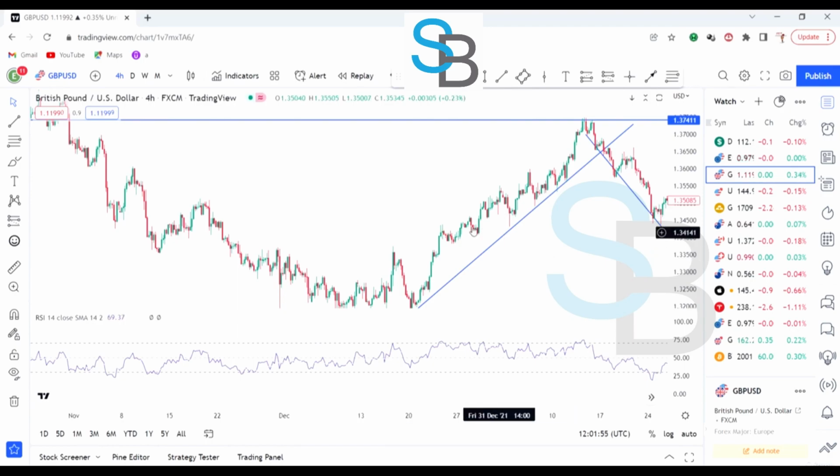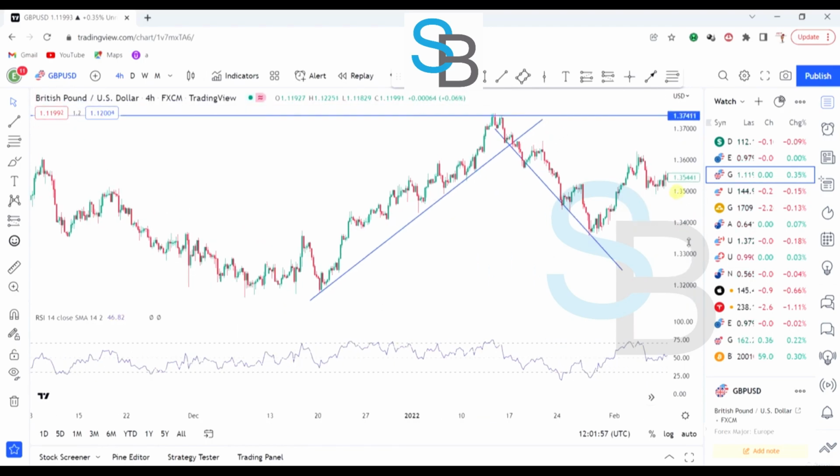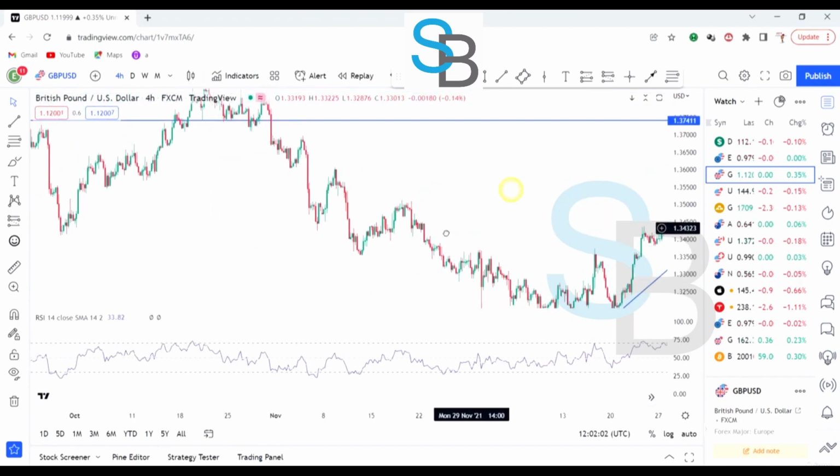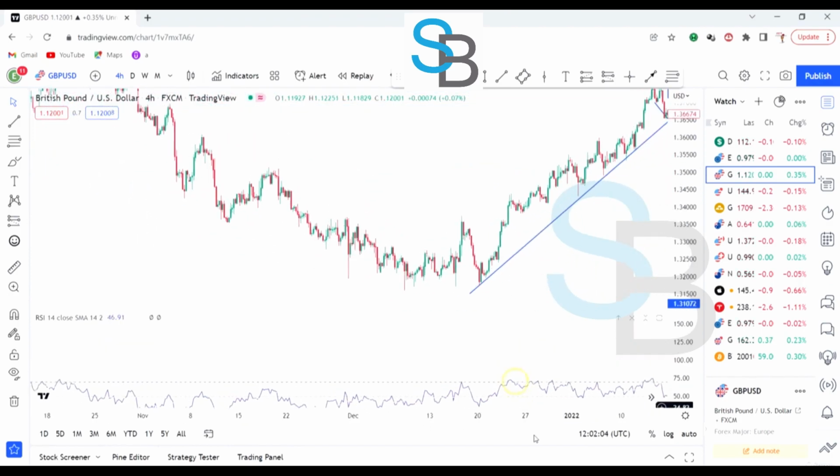That will be it for this lecture. In the next lecture, we'll be looking at our last indicator, which is the MFI, or the Money Flow Index, which is quite similar to the RSI.